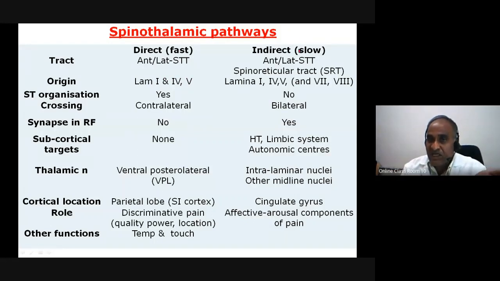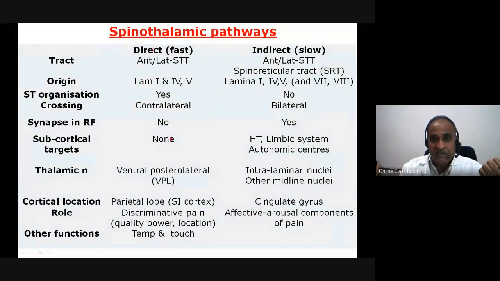But in the case of the indirect pathway, it is not only the anterolateral spinothalamic tract. It also has the spino-reticular tract and the spino-mesencephalic tract, where it is relayed in and around the periaqueductal gray. That becomes an important aspect, especially in modulating the hypothalamic components associated with the sensation. Now, the laminae: you can see that it is a more extensive indirect pathway. It will be laminae 1, 4, 5, even 7, 8 or deeper.